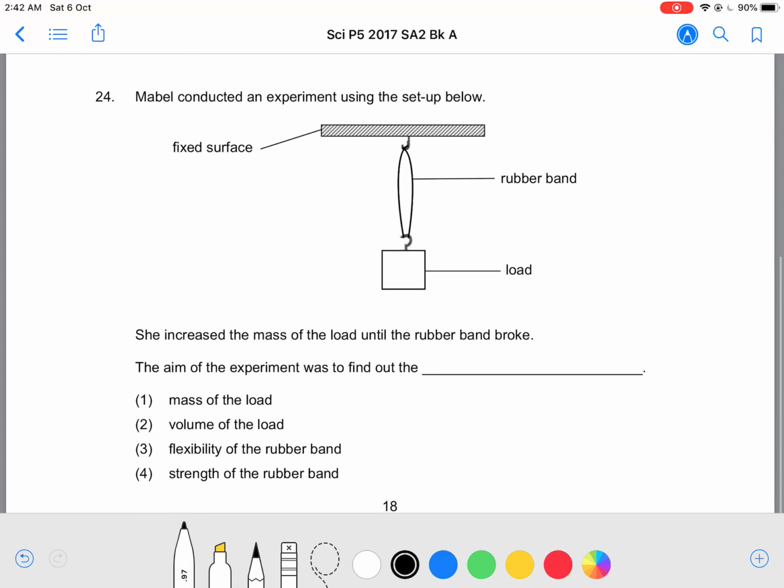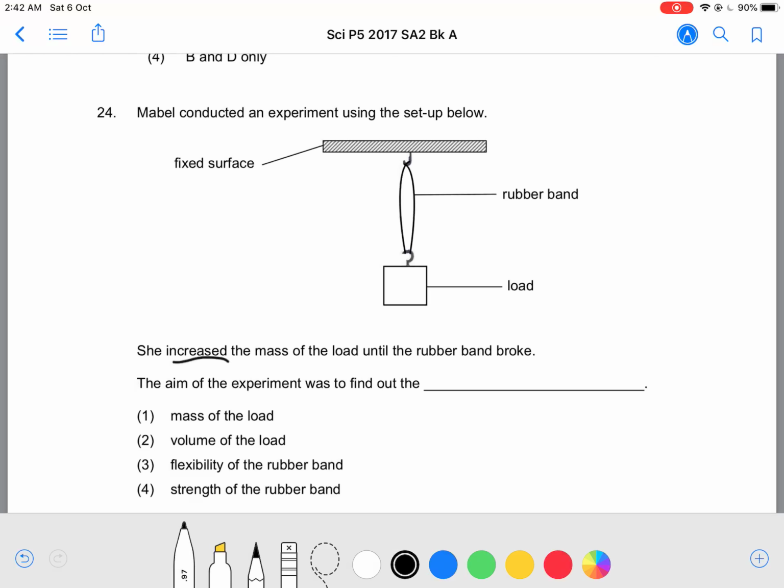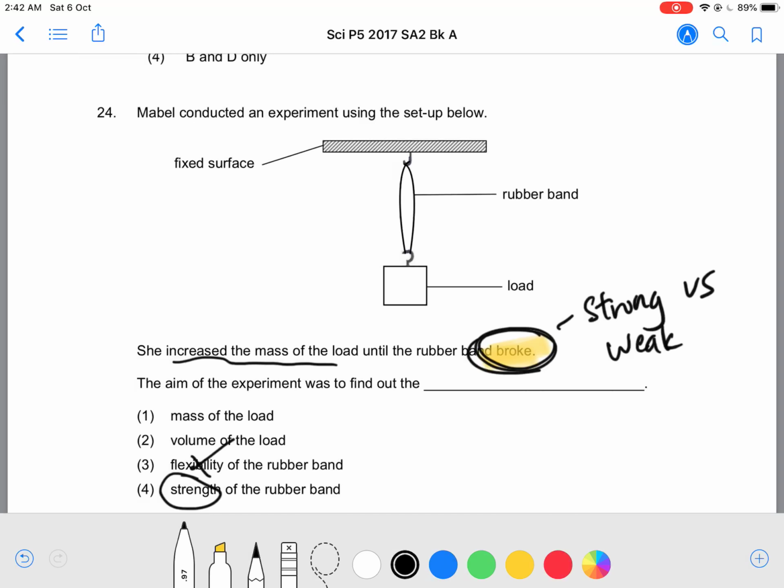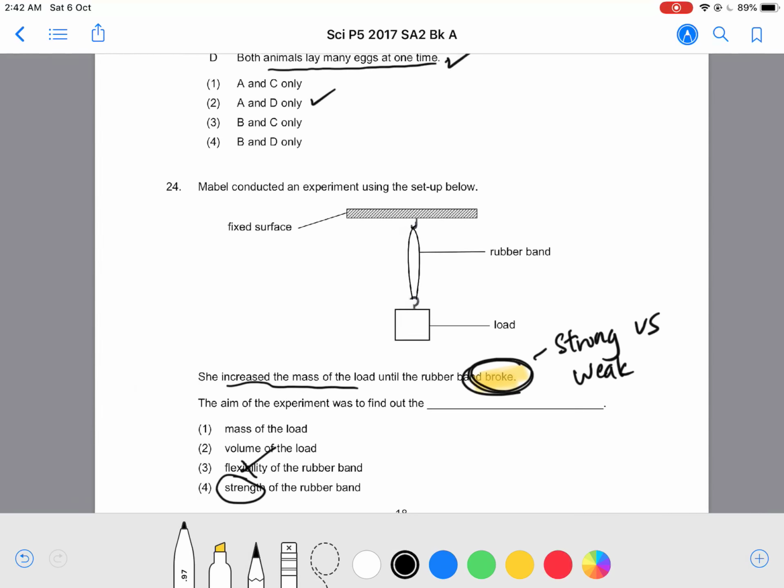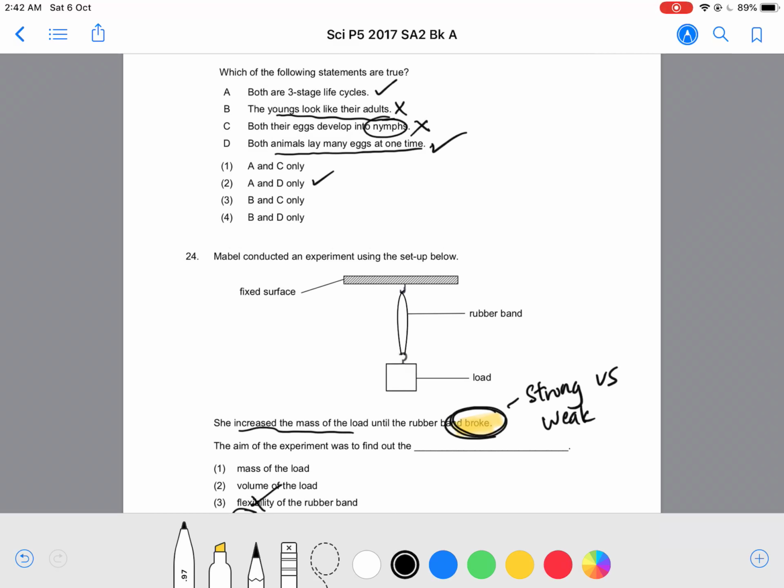Mabel conducted an experiment and she increased the mass until the rubber band broke. Wow. For things to break, that means we are trying to test how strong it is, right? Some people who are strong will not break easily. Some people who are weak will break very easily. So we are testing on strength. In case you're wondering why not flexibility, flexibility we are testing on how much you can bend, not whether you can break or not. Alright, so it's nothing to do with flexibility.